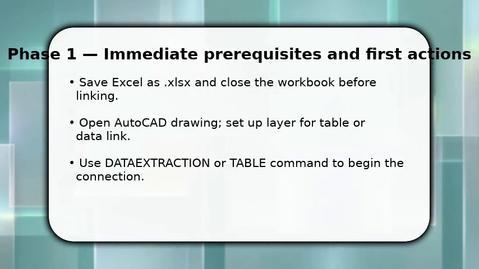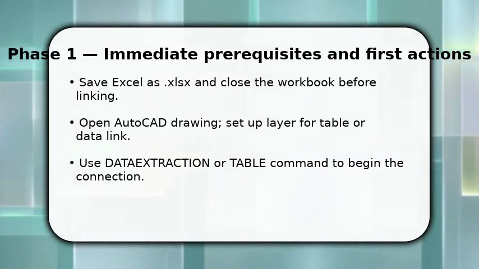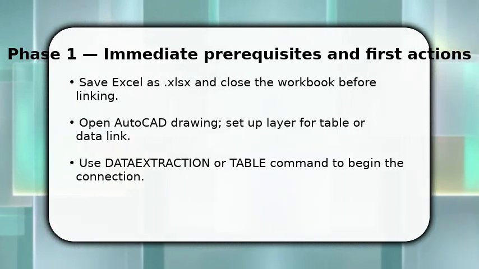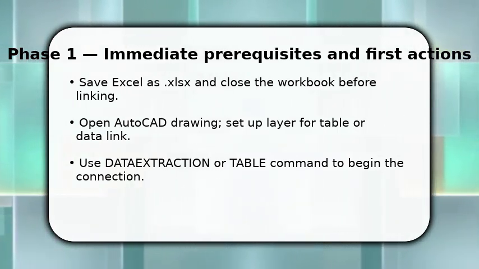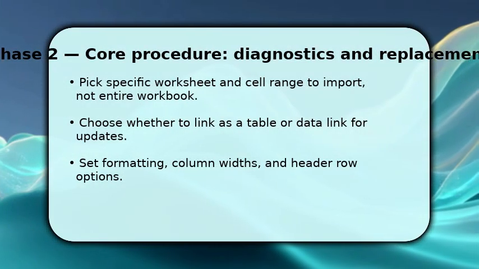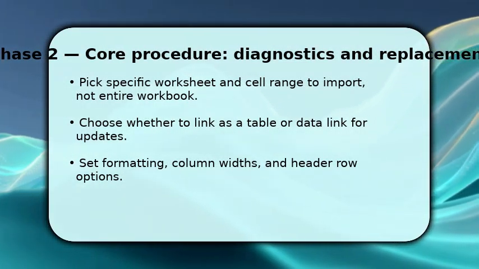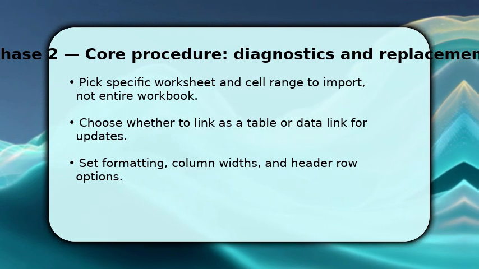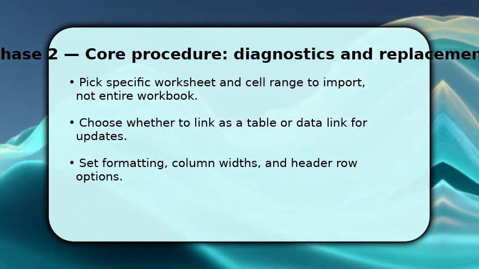These first steps let AutoCAD read ranges rather than embedding static images, so you can update later without recreating geometry. Once done selecting the command, point AutoCAD to the exact worksheet and cell range you need. Choosing a narrow range prevents extra empty rows and keeps the drawing tidy.